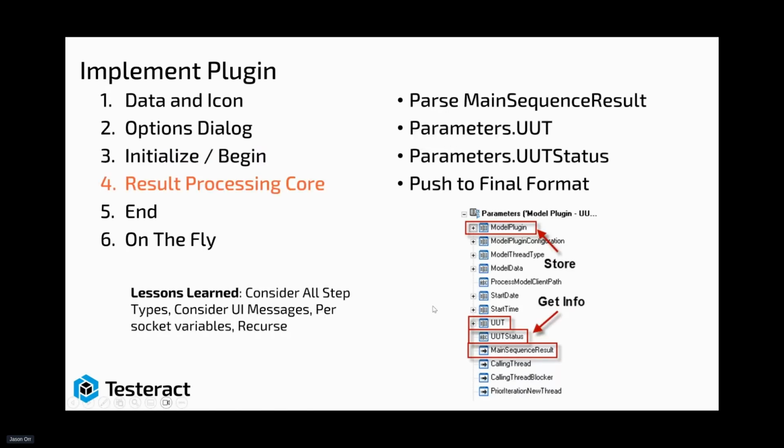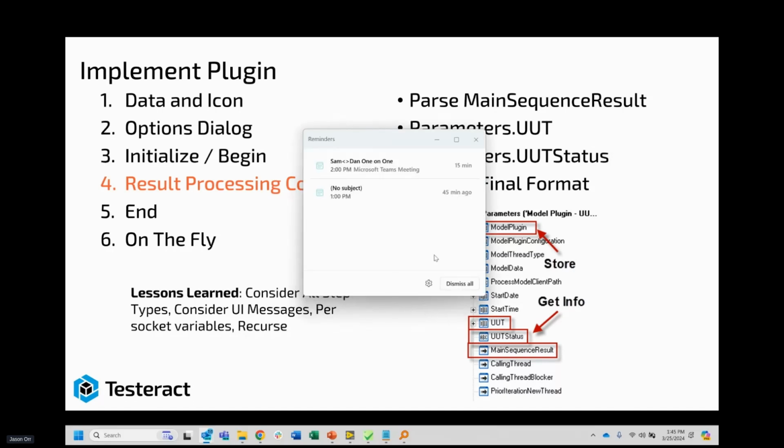All right, so then you move into implementing your result processing core. This is where you're going to parse your main sequence results or your result list that comes back from your TestStand main sequence. You'll want to pay attention to information in parameters.uut and parameters.uut status, because this is where all of your information that's pertinent to your test is going to be coming from, like serial numbers, things like that for your UUT that you'll probably want to include in your report. And also this is where you'll be recursing through your result list and grabbing data and formatting it, and then actually writing it to your file.